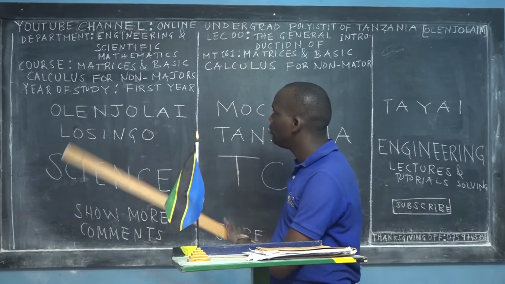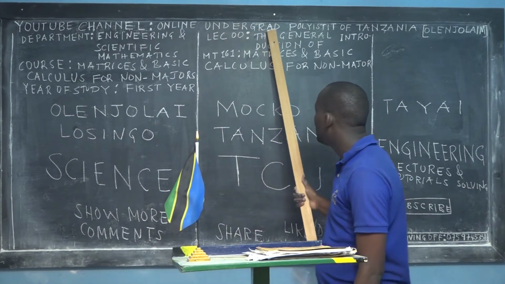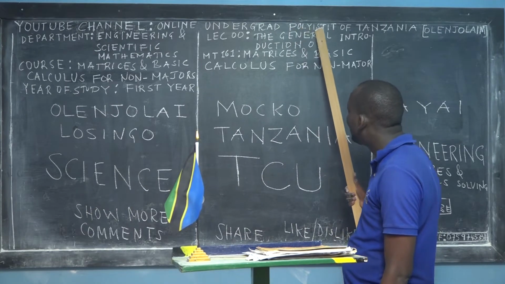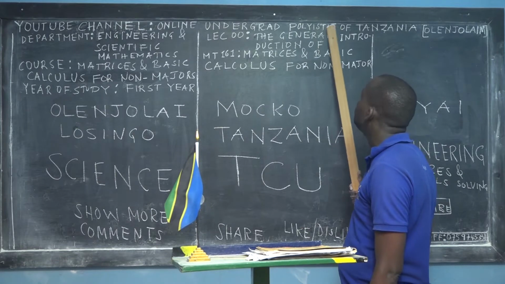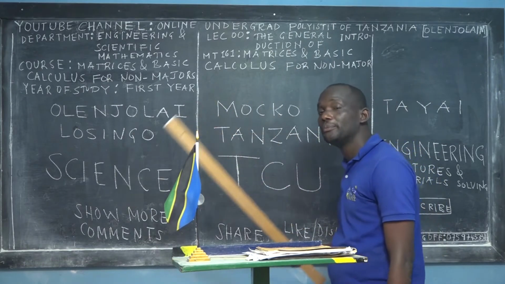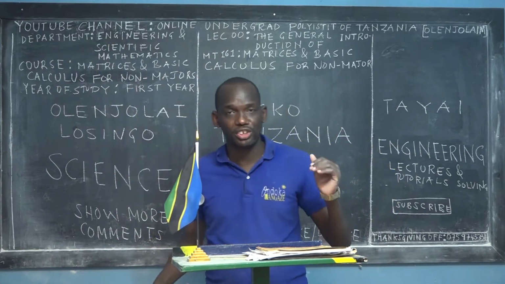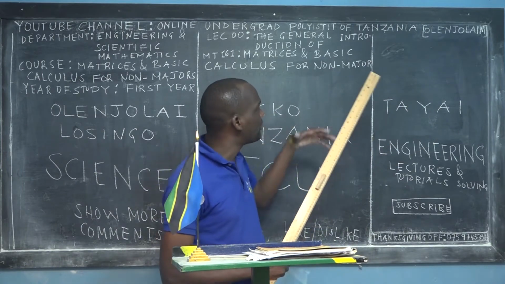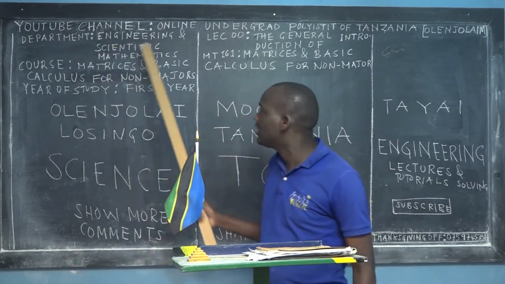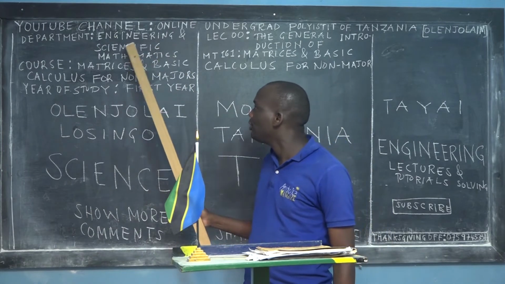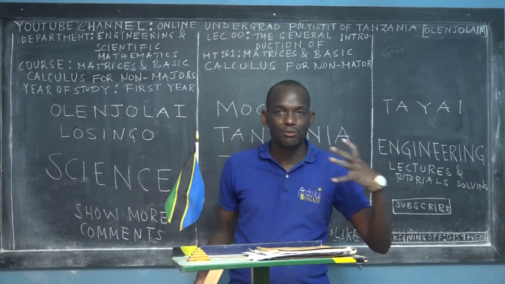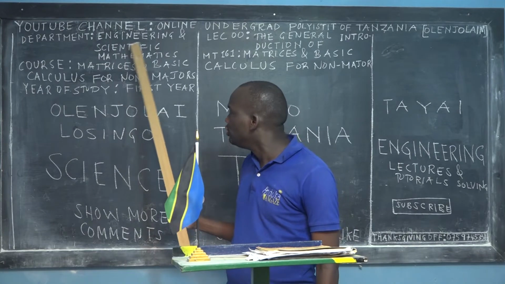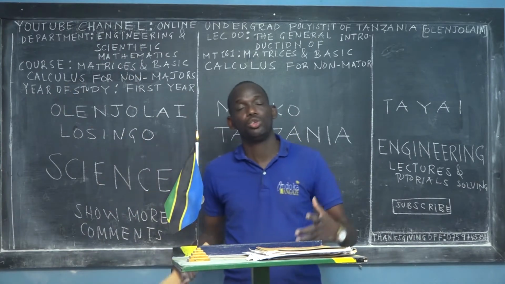So our main objective in this Online Undergraduate Polytechnic Institute of Tanzania, Olenjolaim, is to help students who are pursuing some of the engineering and scientific courses that include engineering and scientific mathematics. They have to make sure that they understand all the concepts required in engineering and scientific mathematics. So we'll be training them.